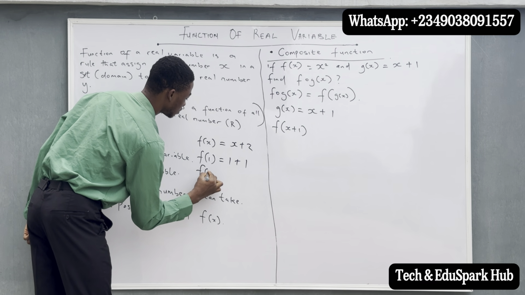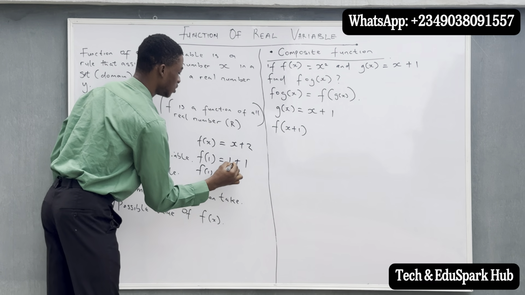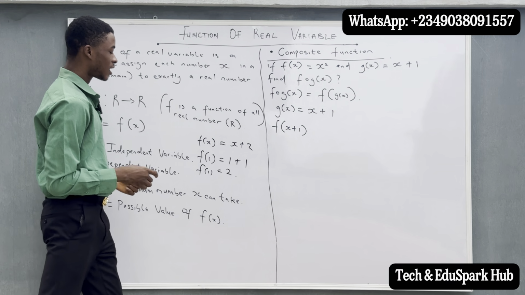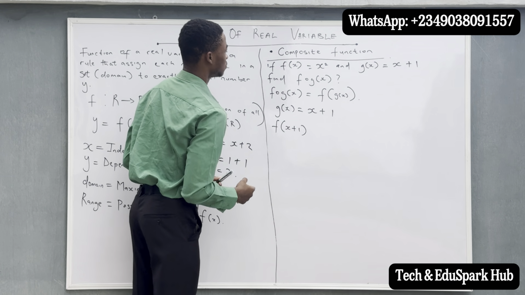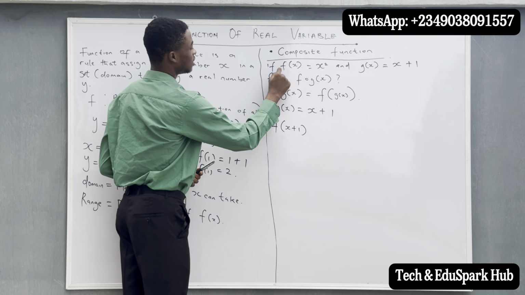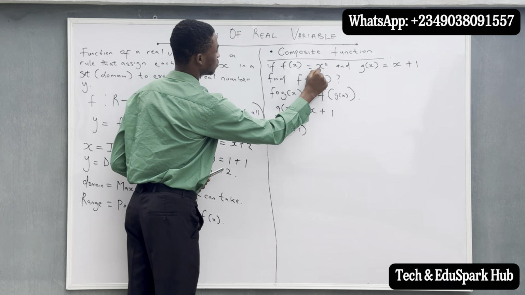So f of 1 will be equal to 2. So you can see something like that. So we can apply the same thing to this equation. So how do we get f of x plus 1? To get f of x plus 1, remember that f of x is equal to x squared.